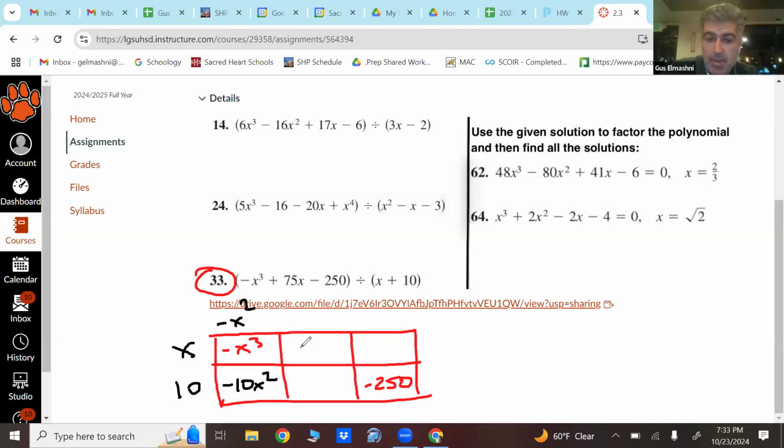Now there is no x squared, so make that 10x squared. And then that becomes 10x, so it becomes 100x, doing 10 times 10x. Now you have 75x, so this has to be negative 25x. So this has to be negative 25. And it makes sense because you get negative 250 at the end. So there you go.